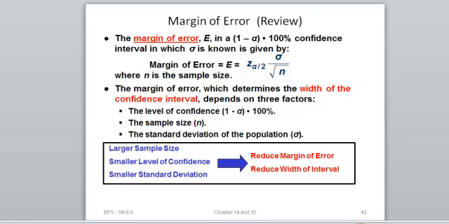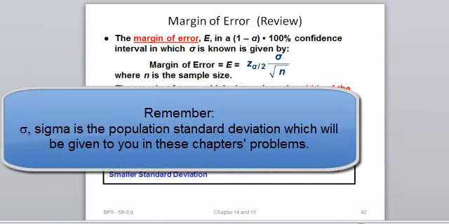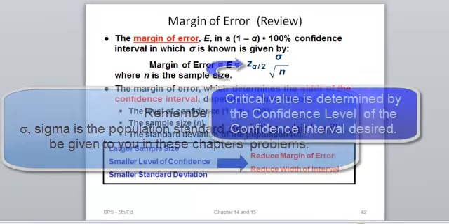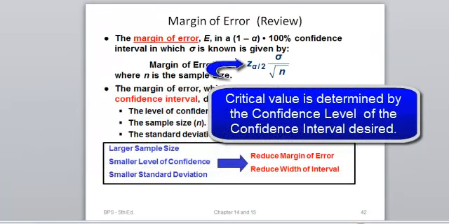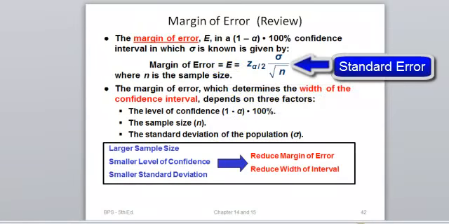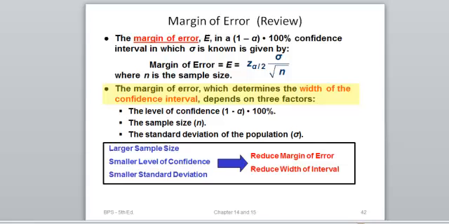The margin of error, which we're going to denote as E, in a whatever percent confidence interval in which sigma is known, is given by the formula: the critical value Z alpha over 2, which is determined by our confidence level, times the standard error of our sampling distribution of the sample mean for samples of size n. As we stated earlier, the margin of error determines the width of the confidence interval. 2 times the margin of error will give you the width of the confidence interval.